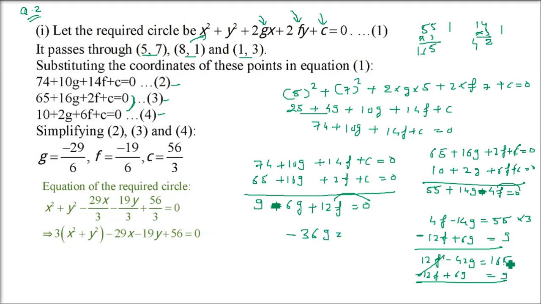36g equals 165 and 9, you just add, you'll get 174. So g will be negative 174 by 36, so 6 times 6 is 36, 6 times 9 is 54. Okay, now g is minus 29 by 6. Now I hope you'll be able to put this g in any of the two equations and find out f. And g and f are known. f will come as minus 19 by 6.